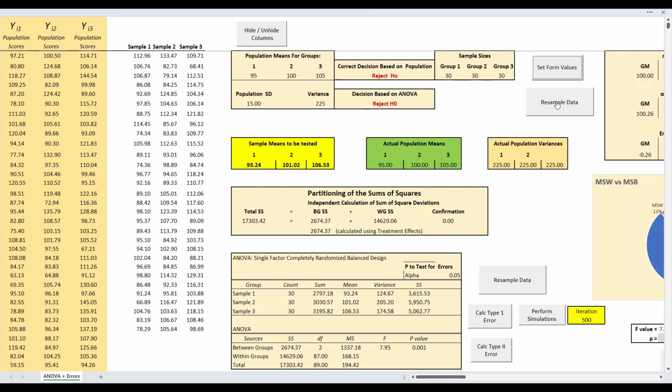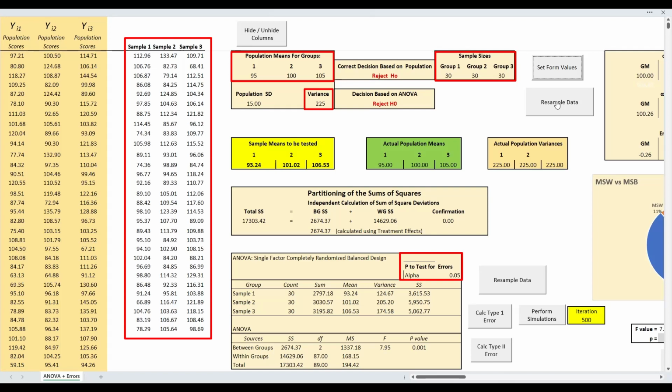For our fourth simulation, we are going to keep the population means at 95, 100, and 105. The other population parameters will be kept at the same values as in the other three simulations. The variance is set to 225, the sample sizes are 30, and the alpha level is 0.05. As before, we will start by looking at random samples drawn from each of these populations.